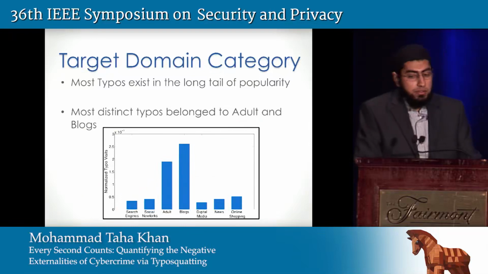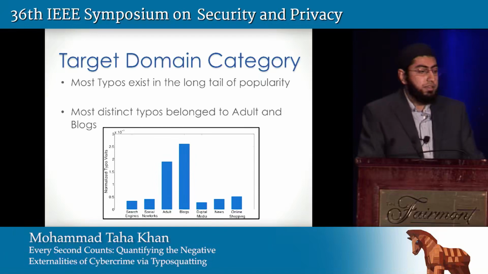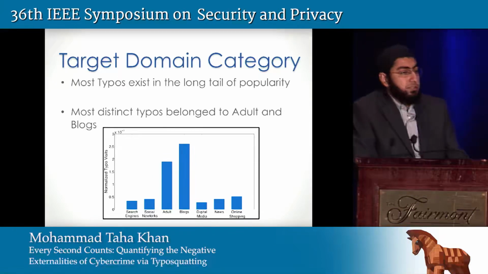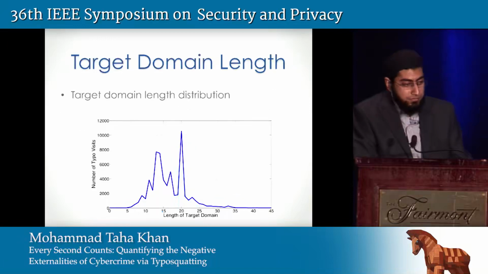We also see that specific categories of the typo domains, and we see that the popularity exists within the long tail of distribution. This also corroborates with some of our previous work, and we see that after normalizing the number of typo visits, the most typoed websites were essentially adult and blog websites.